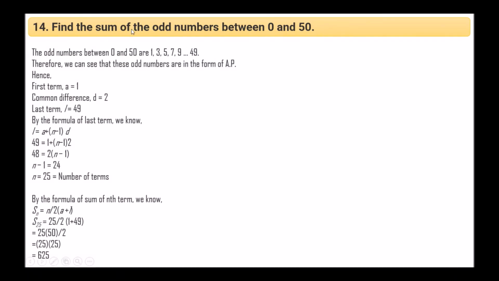Next, find the sum of the odd numbers between 0 and 50. So the odd numbers between 0 and 50 are 1, 3, 5, 7, 9 and so on till 49. Therefore, we can see that these odd numbers are in the form of an AP. Hence, first term a is 1, common difference d is 2, l is 49. By the formula of last term, we know n equals 25. While putting the values in the Sn formula, we will get S25 as 625.